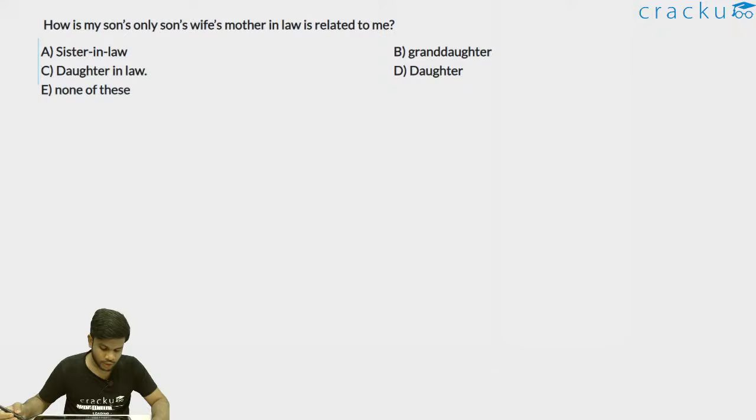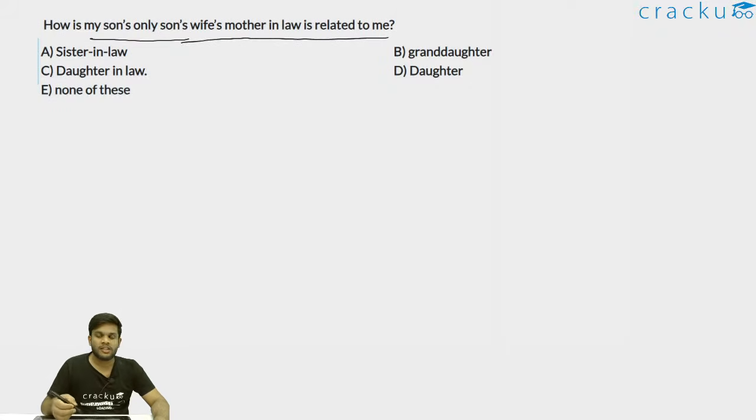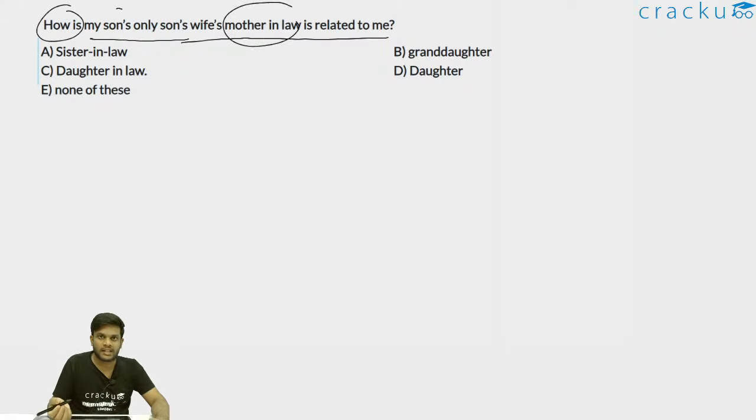Okay, so let's solve this question. In this question, it is given that my son's only son's wife's mother-in-law is related to me. So this is a blood relation type question. What we have to find is how this person is related to me, the person who is asking the question. So he is saying his son's only son.